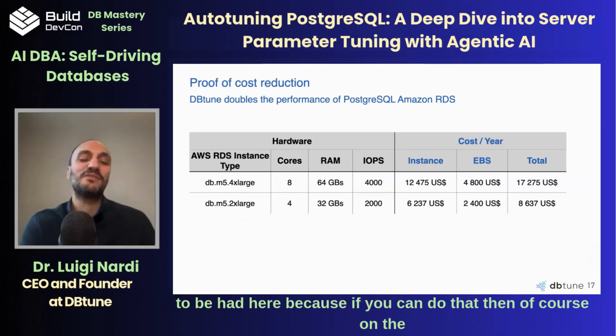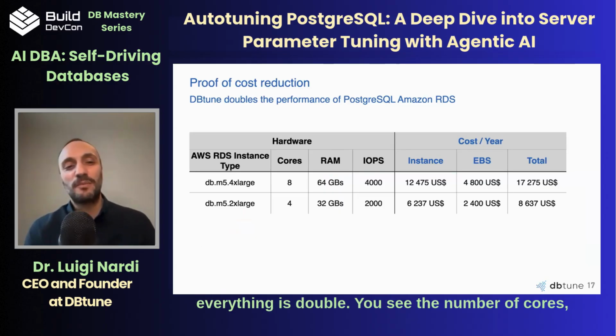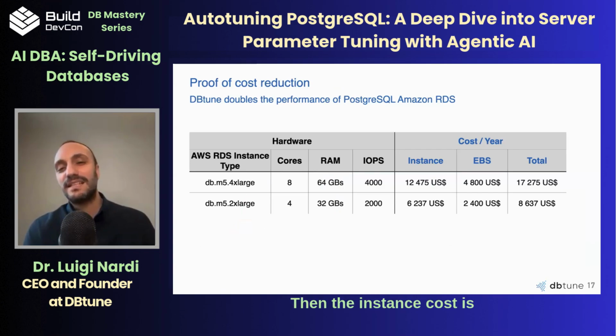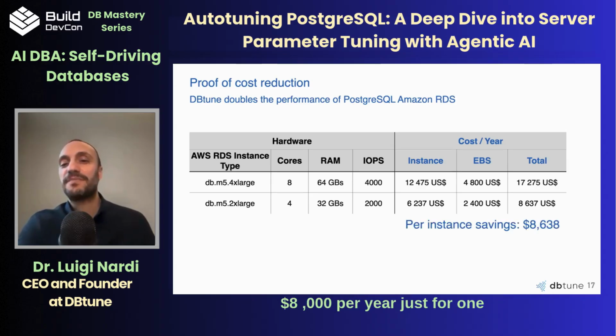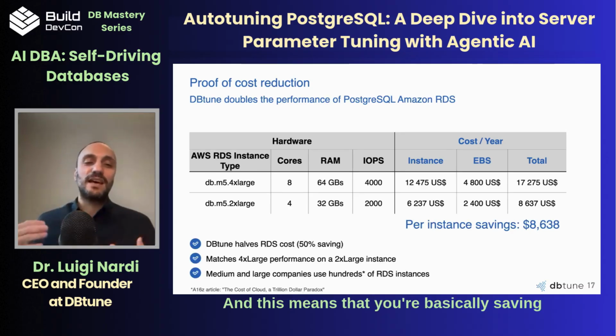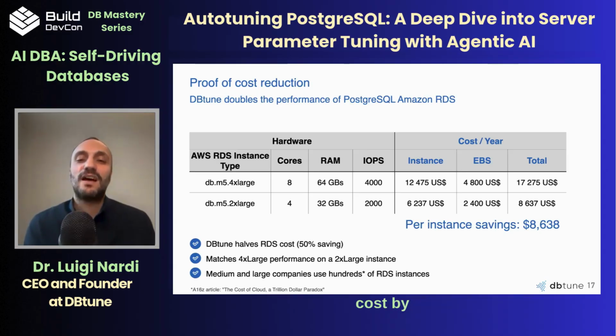because if you can do that, then of course on the left side here you have the hardware. So everything is double. You see the number of cores, the RAM and IOPS, everything is double. Then the instance cost is $6,000 for the small instance, $12,000 for the larger instance. The cost of disk EBS, and if you add these two numbers, you get the total. And this is roughly $8,000 per year just for one instance. And this means that you're basically saving 50% of your RDS cost by tuning your instance.